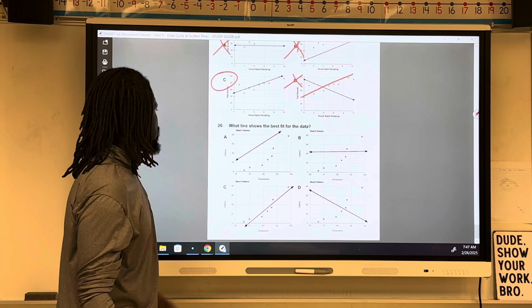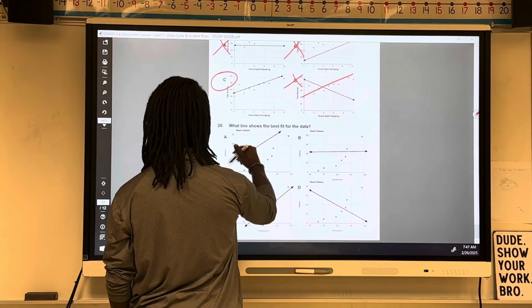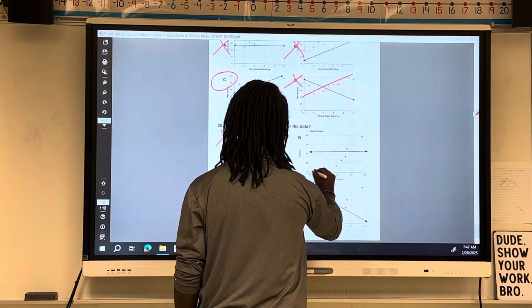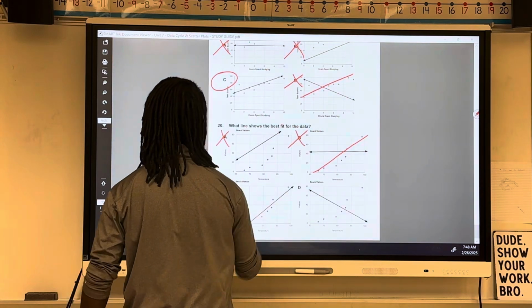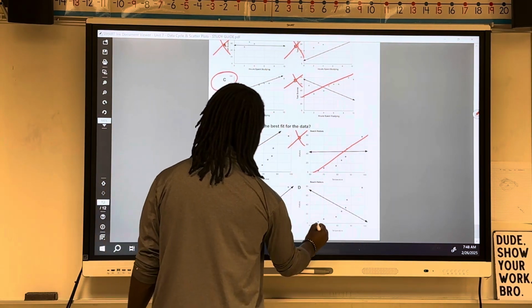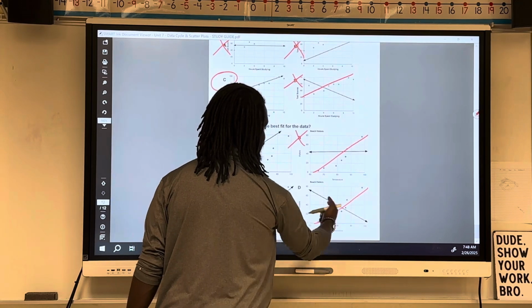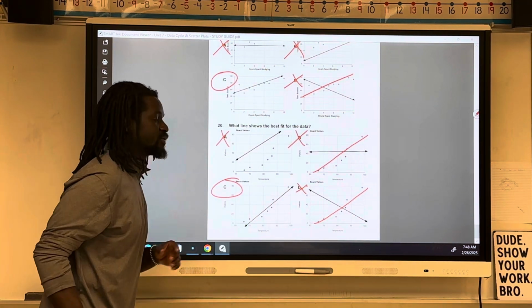And then lastly, which line shows the line of best fit? This one has all of the points below it. This one just cuts straight, right? It's supposed to be a positive relationship, so that one's not right. This one has a positive relationship, so maybe. And then this one, again, the dots are a positive relationship, but it shows a negative, so that isn't right either. So our answer is C.